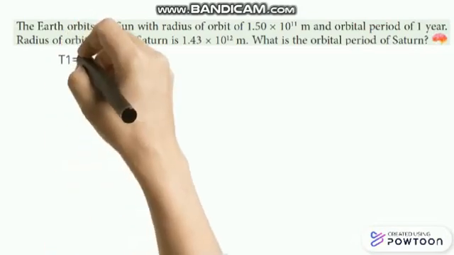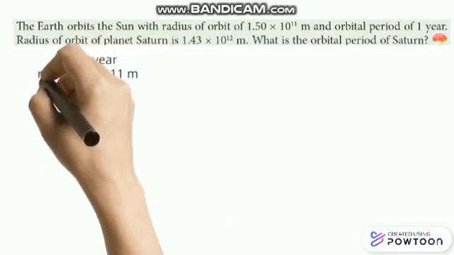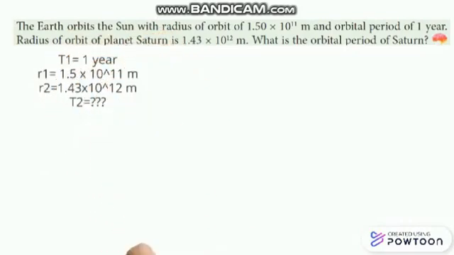Then, list all the information given by the question. T1 stands for the orbital period of Earth, that is 1 year, and R1 stands for the radius of orbit of Earth, that is 1.5 times 10 to the power of 11 meters. R2 stands for the radius of orbit of planet Saturn, that is 1.43 times 10 to the power of 12. And T2 is what we need to find in this question, that is the orbital period of planet Saturn.